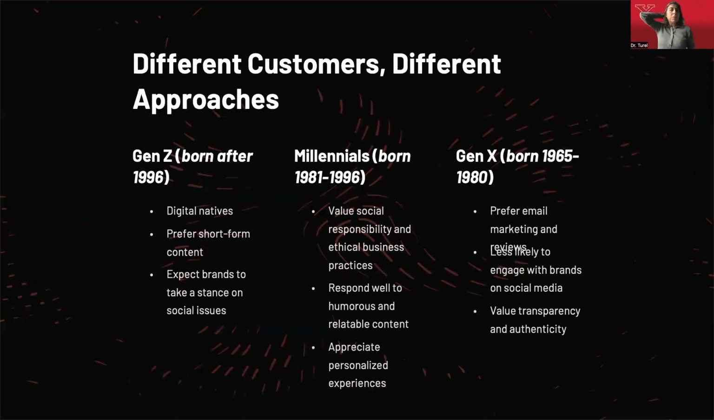All right, so this is a summary of the three generations. Gen Z are, most of the people are born after 1996. These people are generally digital natives. They prefer short form content, and they expect brands to take a stance on social issues. So here I don't have the latest generation, which is Generation Alpha. Those are born after 2010, and this is the newest generation. We don't know a whole lot about them, but we know that they're also adopting new technologies and digital technologies. They are born with it. But I do want to mention Gen Z, Millennials, Gen X, and a little bit of the baby boomers today.